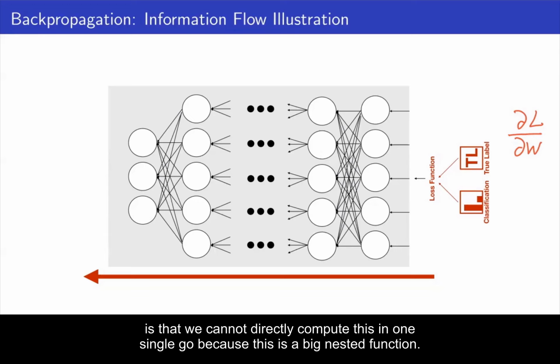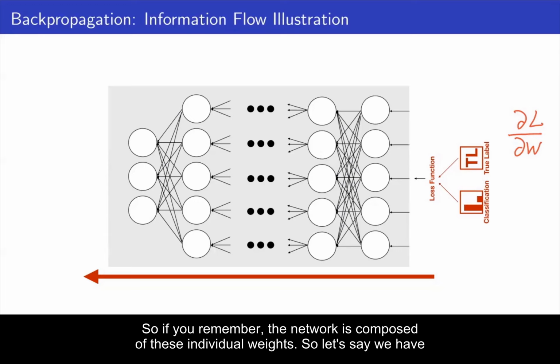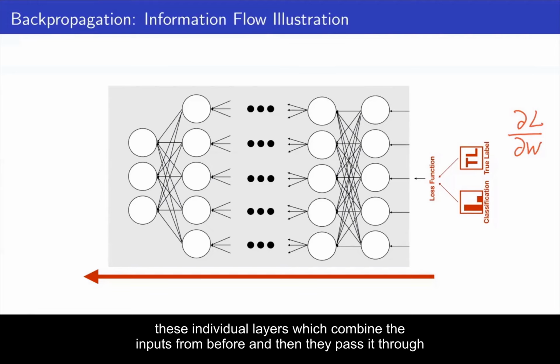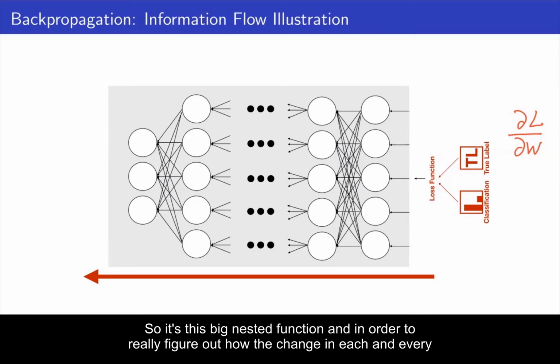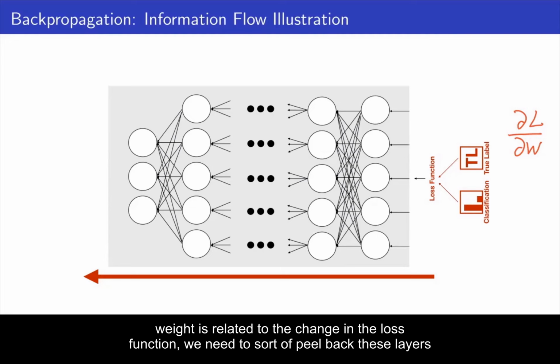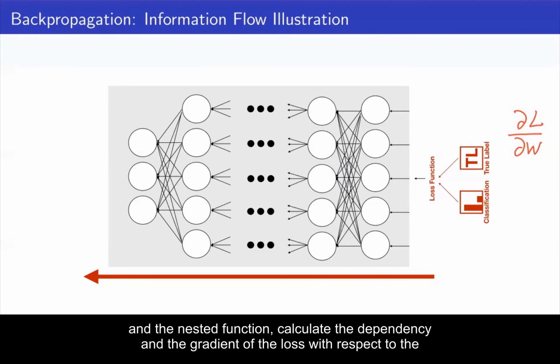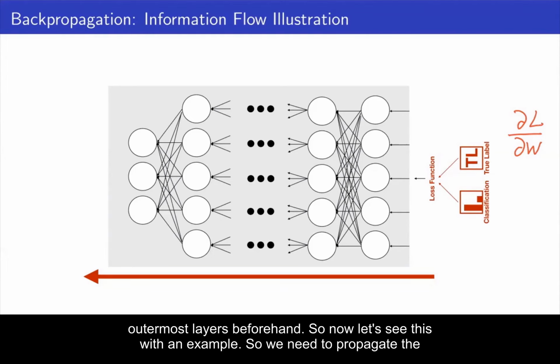This will give us the direction in which we need to adapt our weights in order to bring down the loss. Now the problem is that we cannot directly compute this in one single go because this is a big nested function. If you remember, the network is composed of individual layers which combine the inputs from before, and then pass it through a nonlinearity, and this again goes through a combination of weights and nonlinearity. So it's this big nested function, and in order to really figure out how the change in each and every weight is related to the change in the loss function, we need to peel back these layers of the nested function and calculate the dependency and the gradient of the loss with respect to the outermost layers beforehand.